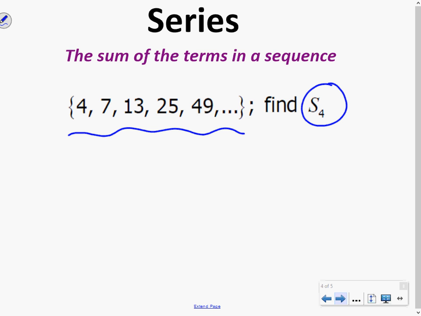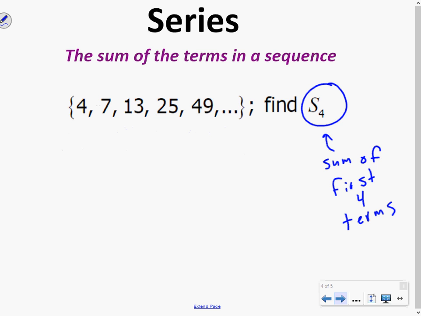You've got the capital S with some subscript. This means find the sum of the first 4 terms. So that means, even though this sequence goes on forever, I just want to know what these first 4 added together are. Okay, well, if I do 4 plus 7 plus 13 plus 25, I'm going to get 49.